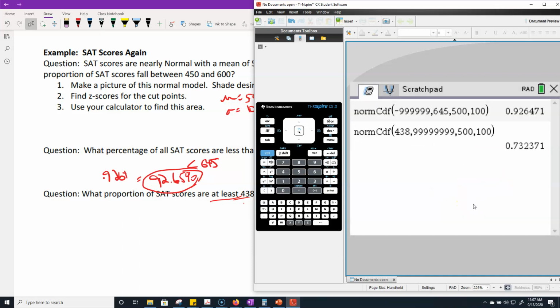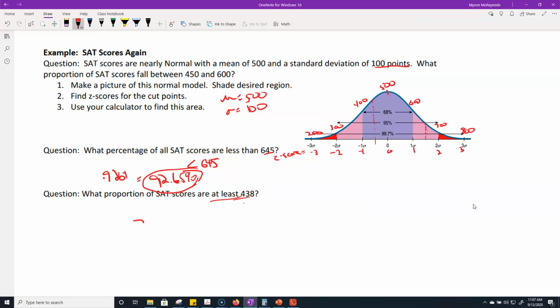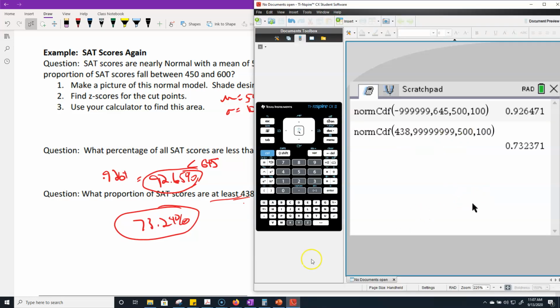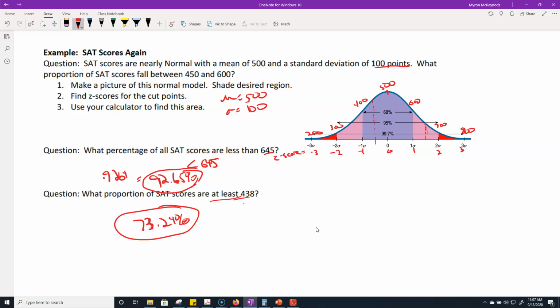And 73.237, 73.24%. And so a little over 73% of scores are above 438. All right, so that is example number 3 with a TI Nspire calculator.